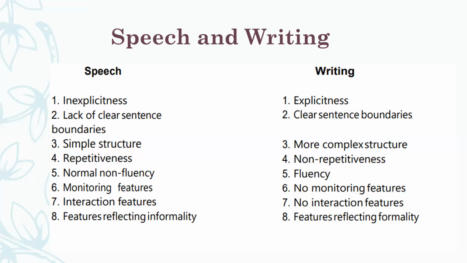Clear sentence boundaries are not really necessary for the spoken form of language because we are looking at a lecture or a conversation or a very casual conversation between friends. We might not need clear sentence boundaries in a casual conversation, but the written form of language clearly demands clear sentence boundaries. Simple structure is acceptable in spoken form, but we need a more complex structure for written form.